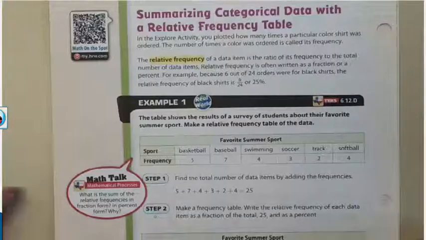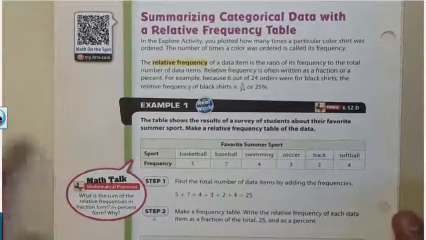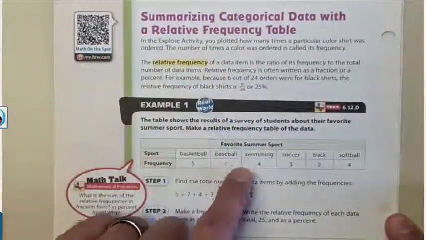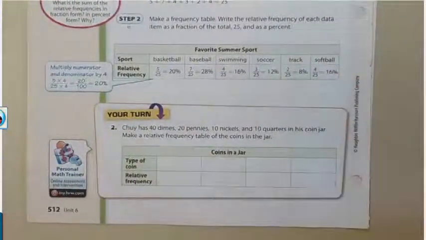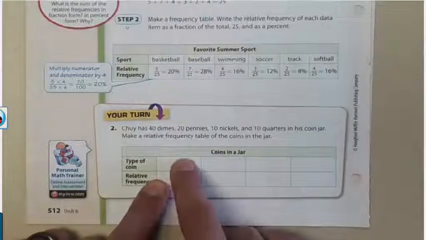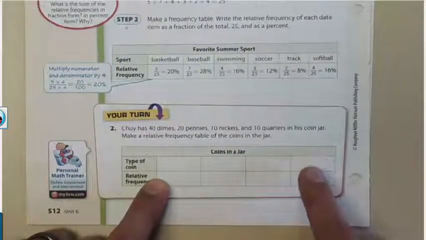Alright, here's page 512. I want you to read through the entire set of notes. It's nothing really to copy down. After we're done with our guided practice, I do want you to go back and try your turn on your own. Bring it to class so we can go over it.